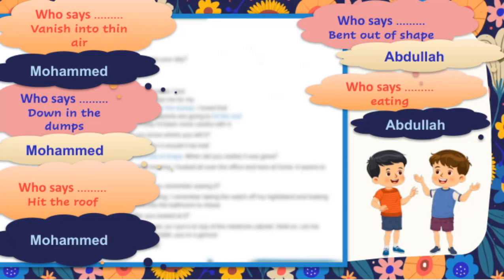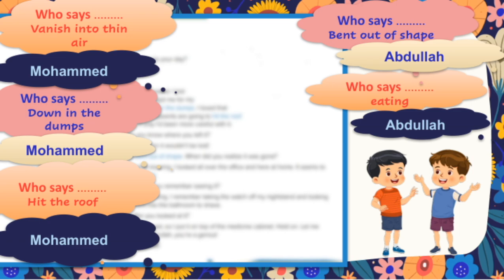Now, let's take a closer look at some common idiomatic expressions that convey different emotional states or reactions. First, we have Mohammed asking, "Who says, 'vanish into thin air'?" This phrase is often used when someone suddenly disappears or something seems to vanish completely, almost as if it was never there. It highlights how we describe situations where things just disappear without a trace. Next, we have Abdullah asking, "Who says, 'bent out of shape'?" This expression means someone is upset or annoyed, often over something minor. It's a colorful way of saying someone is emotionally upset or irritated.